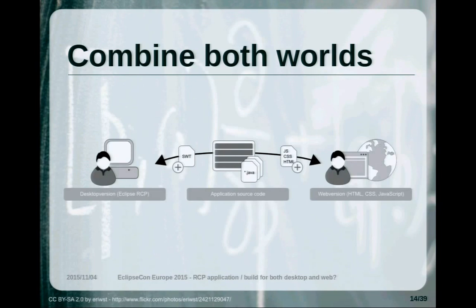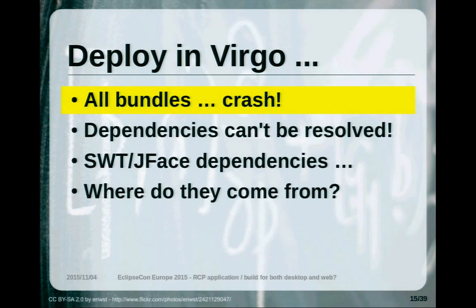What I'd like to show you here: we have our application source code, the SWT RCP application, and the HTML, JavaScript, CSS web version. Okay, separated, everything deployed to Virgo, and then what you see is a crash. I was not able to start Virgo, and I had a look at the log files. It said it can't resolve the bundles. That's what OSGi is really great for, because we can see what happens, but it's sometimes hard to see where it happens. I saw that some dependencies can't be resolved. And finally I got it.